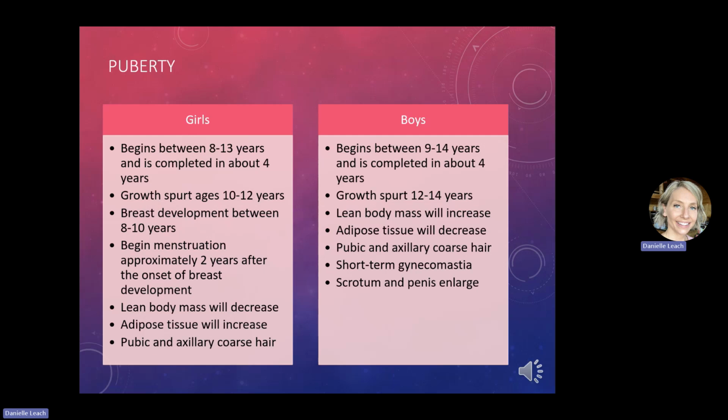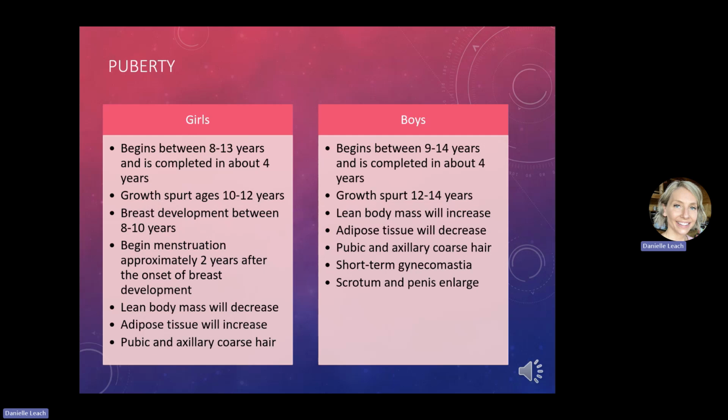Puberty for girls begins around age 8 and lasts to around age 13. It's completed in about 4 years. Can vary from person to person, of course. They will have a growth spurt around age 10 to 12. And for most girls, breast development starts between ages 8 to 10. We can estimate the time that they will start menstruating. It's approximately 2 years after they begin breast development. In girls, their lean body mass will decrease and their adipose tissue will increase during puberty, and they start to form things like pubic hair and armpit hair.